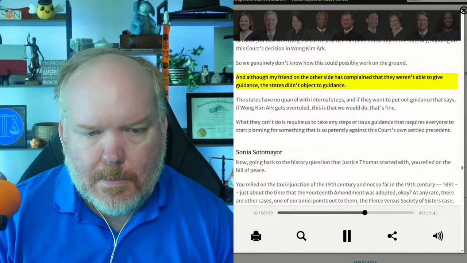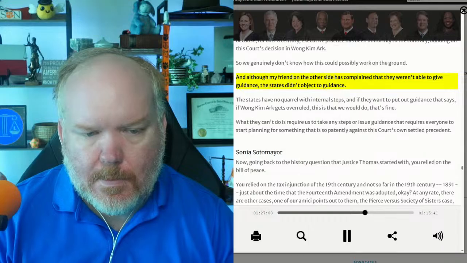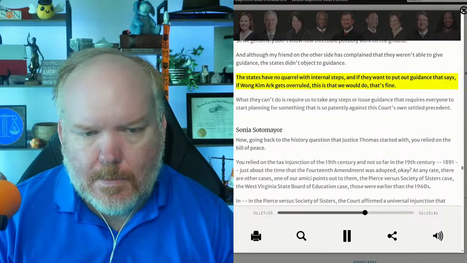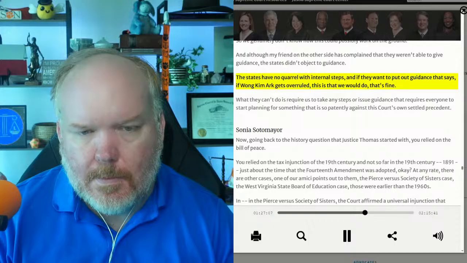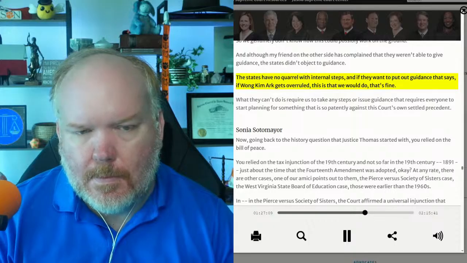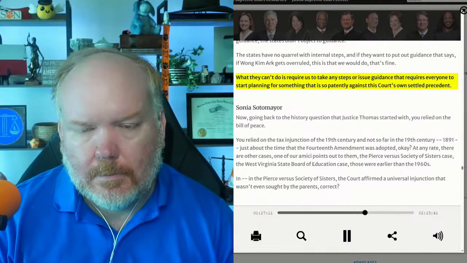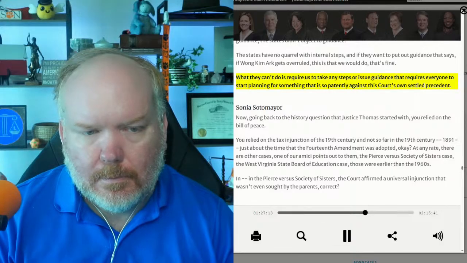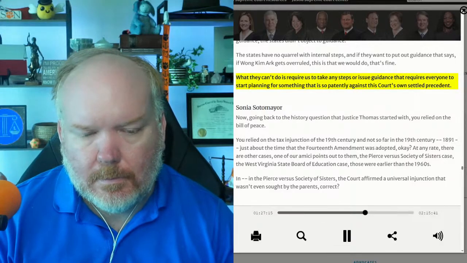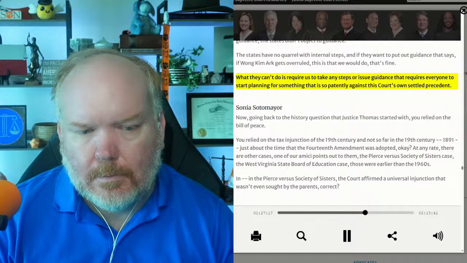And although my friend on the other side has complained that they weren't able to give guidance, the states didn't object to guidance. The states have no quarrel with internal steps. And if they want to put out guidance that says, if Wong Kim Ark gets overruled, this is what we would do, that's fine. What they can't do is require us to take any steps or issue guidance that requires everyone to start planning for something that is so patently against this Court's own settled precedent.